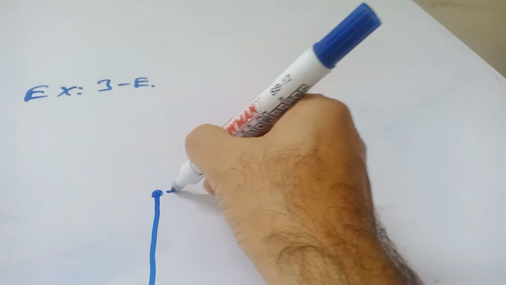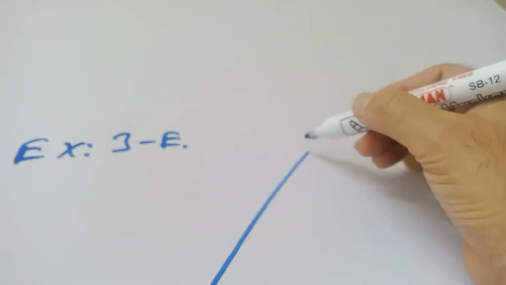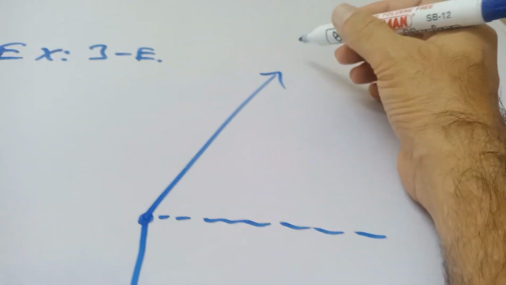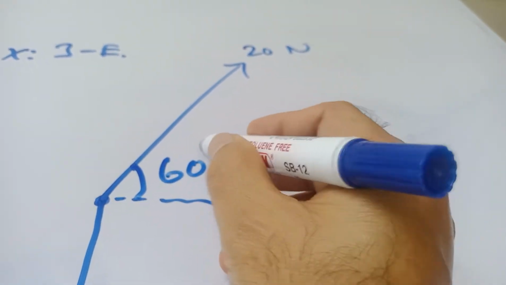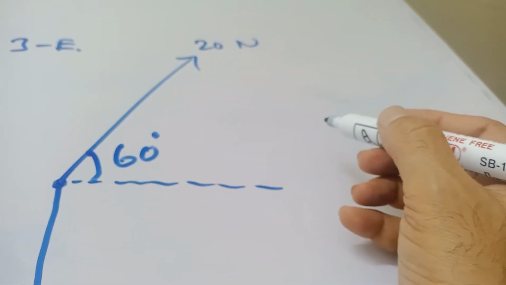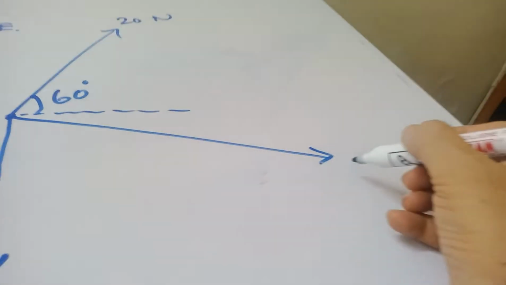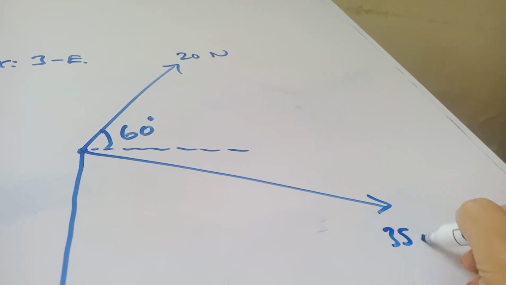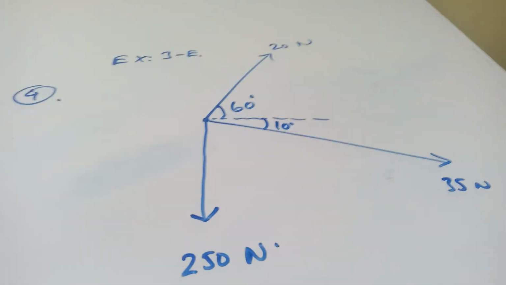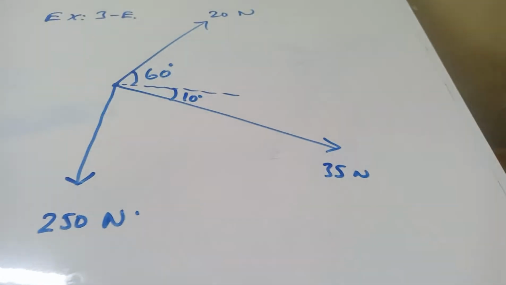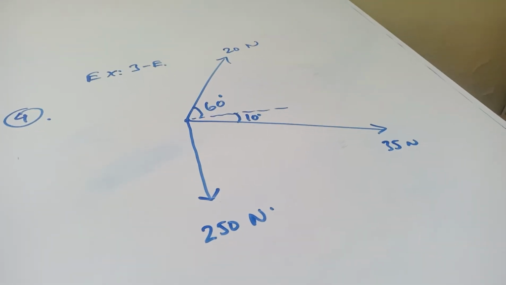Here is a dotted horizontal line and there is an angle of 60 degrees. This is the force of 20 newtons and this angle is given here as 60 degrees, and then there is another force of 35 newtons. This is acting at an angle of 10 degrees. You can check this in your notebook. This is the fourth question.